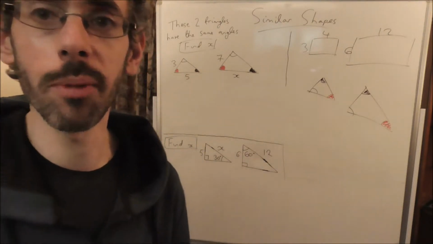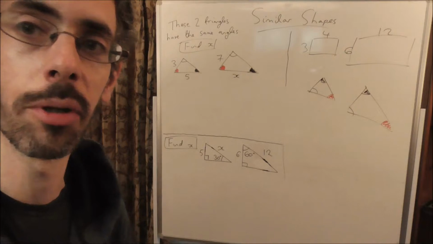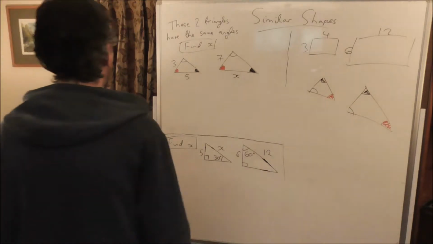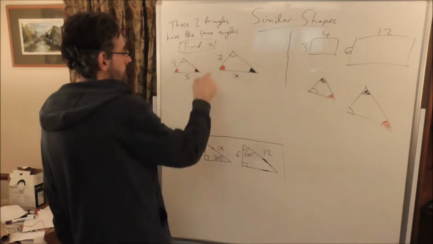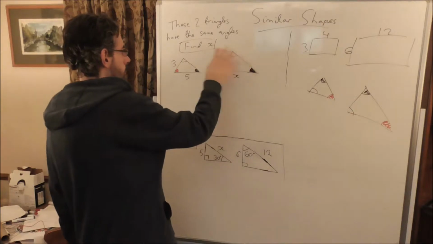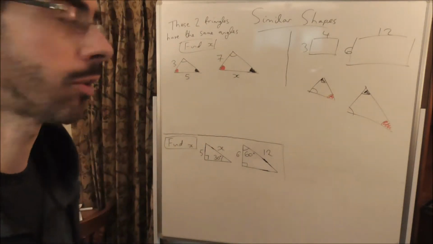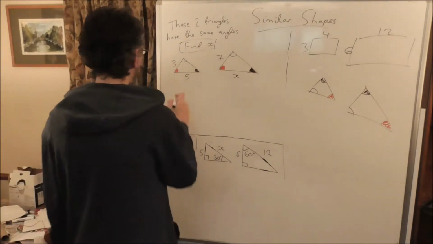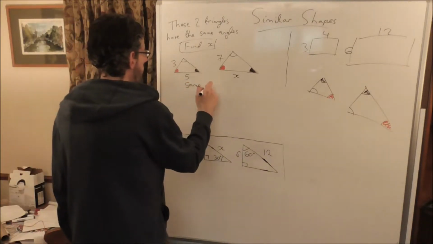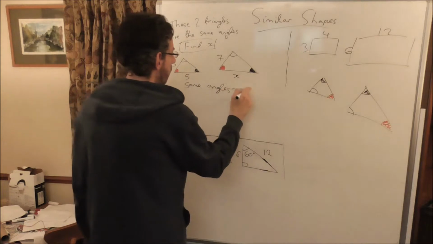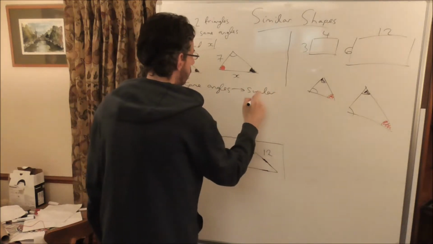Remember, if two triangles have the same angles, it's impossible for them not to be similar, basically. So we know from that information that these triangles are similar. In other words, this triangle is an enlargement of that one. So when you see same angles, if it's two triangles, you can think to yourself, well, same angles, that means the two triangles must be similar. Similar triangles.